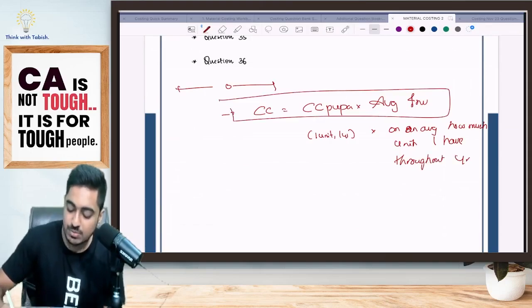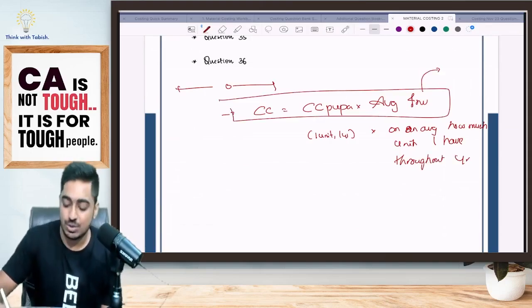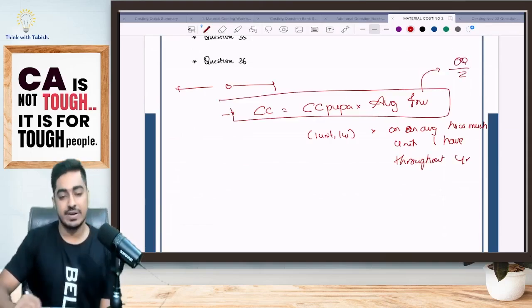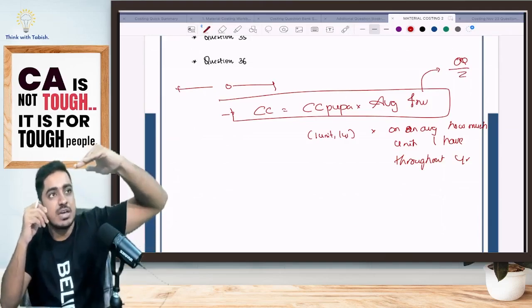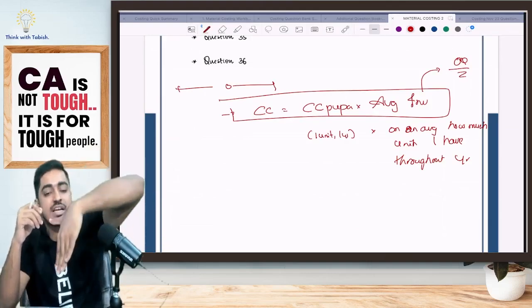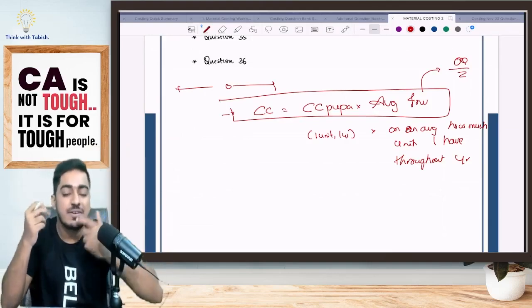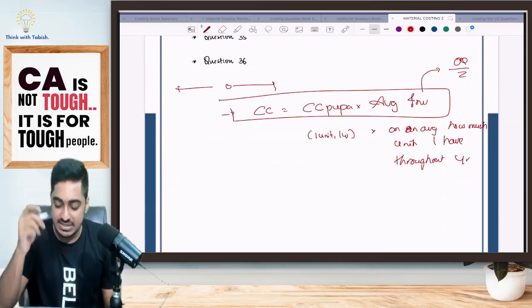Based on this, what formula did I tell? Average inventory throughout, we were saying, is ordering quantity divided by 2. Imagine I am purchasing 1,000 units. The day I purchase, I will have 1,000. I keep on using, it will come down to 0. That means on an average I am having 500 units. That was my simple understanding.